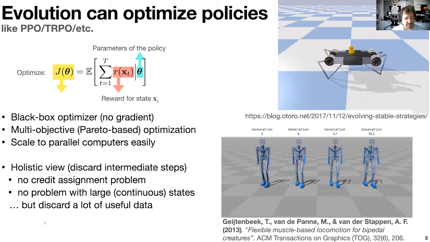And an interesting thing also is that evolution has a very holistic view. So we discard all the intermediate steps. When we run an episode, we see how it performs and we discard everything that is in between. So that means that there is not really a credit assignment question because we're not trying to assign credit. There is no problem with large and continuous states, but of course, because we discard a lot of data, that's not that easy. In many cases, that also comes with algorithms that are less data efficient.